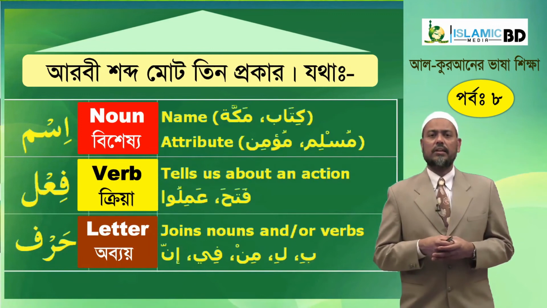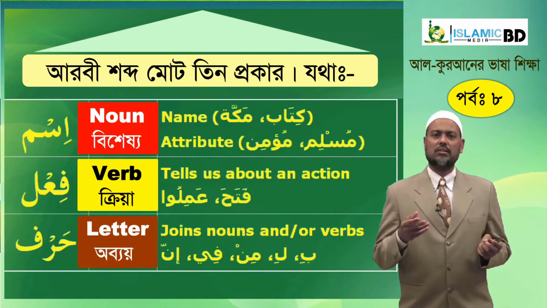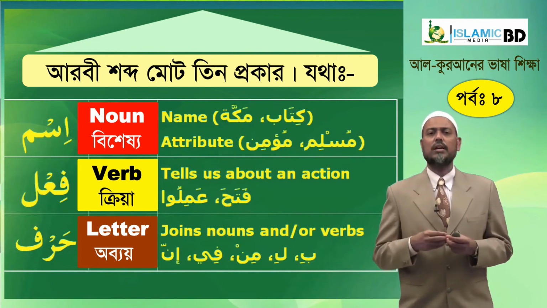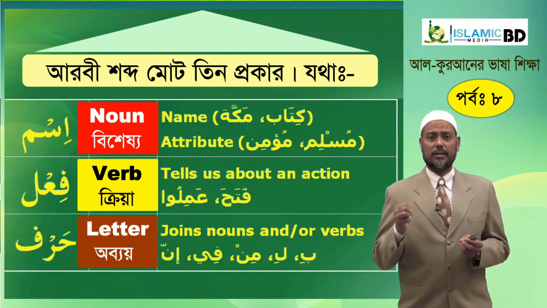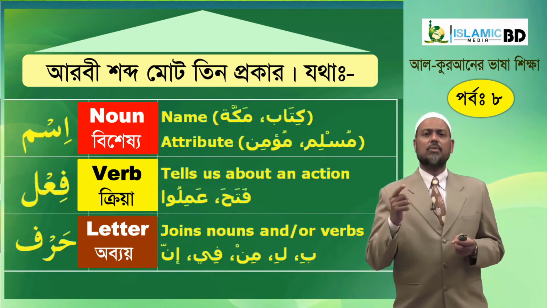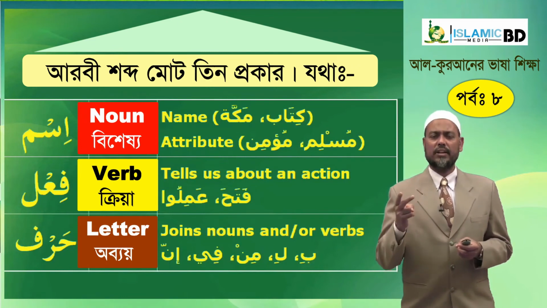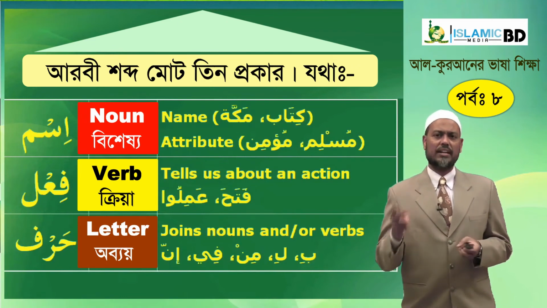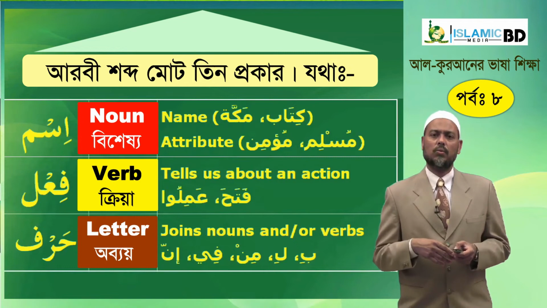We have learnt earlier that there are 3 kinds of words that we speak or write or say or listen to as far as Arabic is concerned. That is, there are 3 types of words in Arabic. First is ism or noun, which represents names and attributes. The second is fi'l or verb, which tells us about an action, and the third is harf or letter, which joins nouns and verbs.